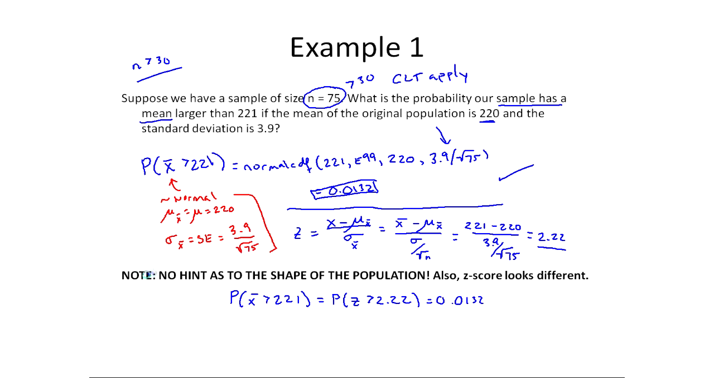Now notice here, I have a big note. It's in bold, so it must be important. It says no hint as to the shape of the population. We have no idea what the original population looks like here. All we know is that we have a large sample size and we're talking about the sample mean.